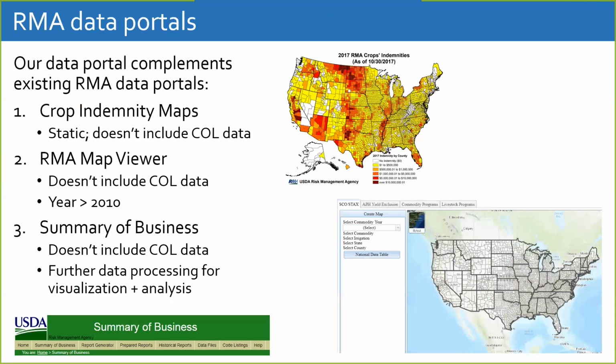The second is an RMA map viewer, which is shown here in the bottom right. It also does not include cause of loss data, and it's only available for after the year 2010, but there are specific commodities, and information that you can glean from this tool. And the last tool that's available through the Risk Management Agency is the summary of business shown in the bottom left. Again, it does not include cause of loss data, and it requires further data processing for visualization and analysis. And if you would like more information on these tools, shoot me an email or just Google these terms and you should be able to find them on the Risk Management website.